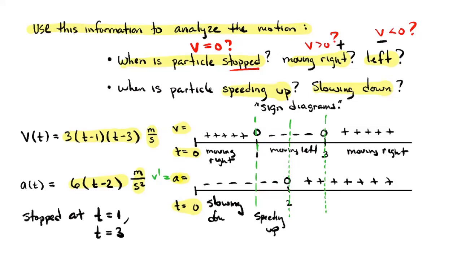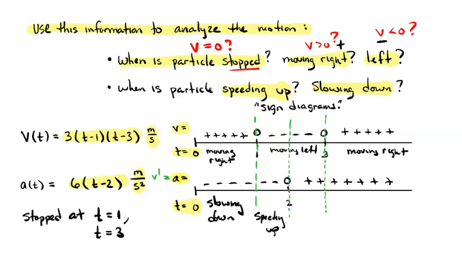Maybe I should write slowing down, speeding up. In the second, it's speeding up because the velocity and the acceleration are both negative. All right, a negative velocity that's decreasing, it's becoming more negative. Maybe you should stop and think about that for a second. Let's look at the next second.